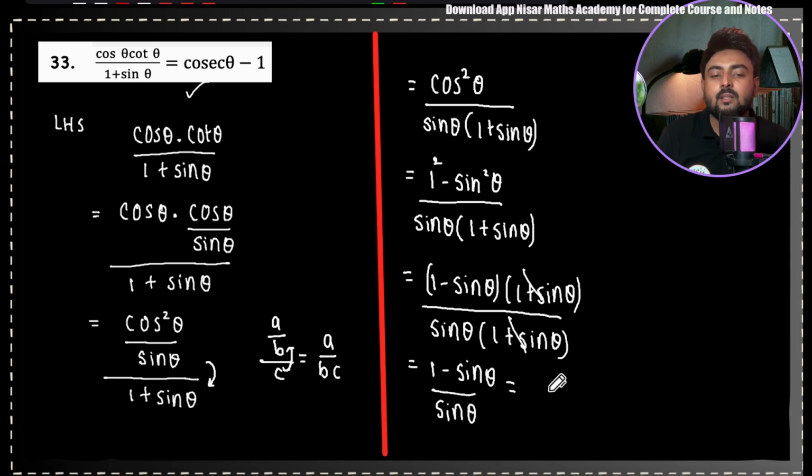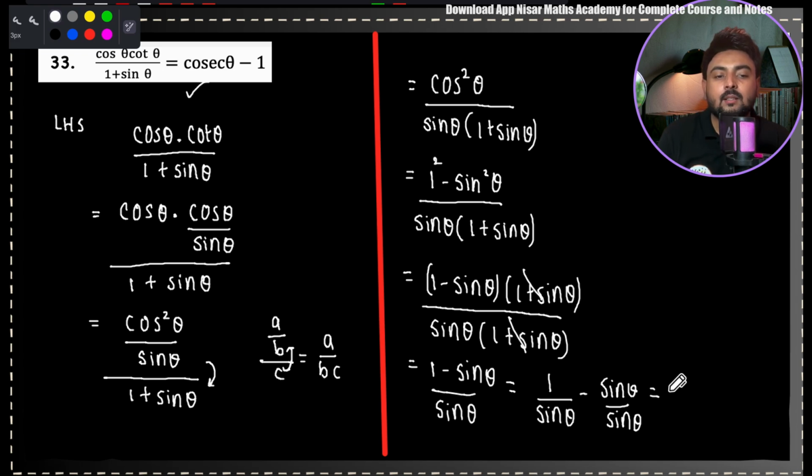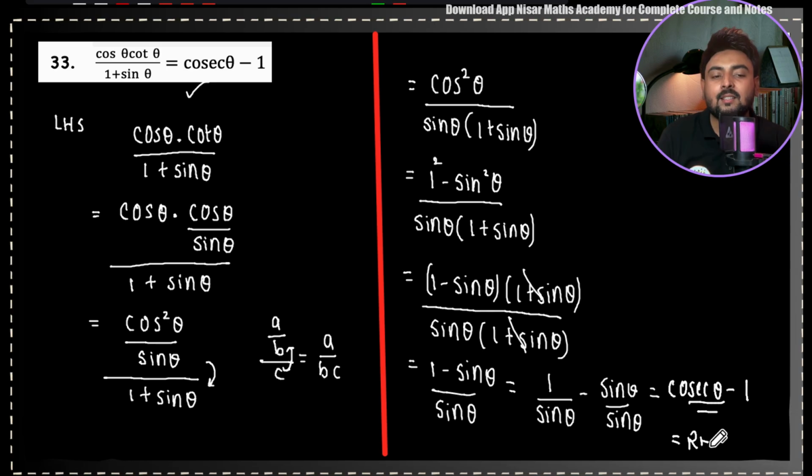Separate the denominators: 1 by sin theta minus sin by sin. So you can say that sin by sin will get cancelled. So 1 by sin theta is cosec theta. 1 by sin is cosec theta minus 1. This is our RHS. So finally, this was the last question.